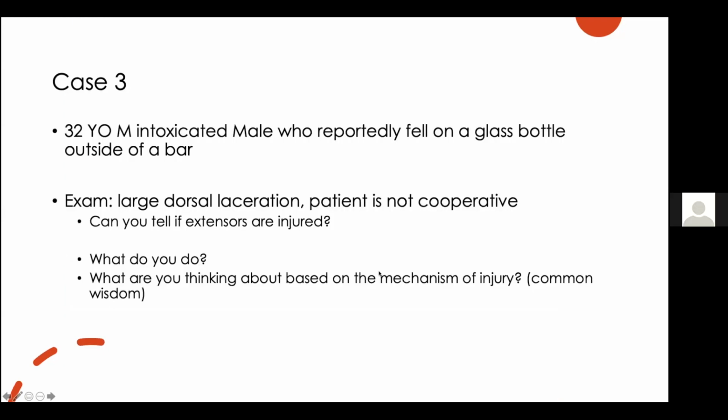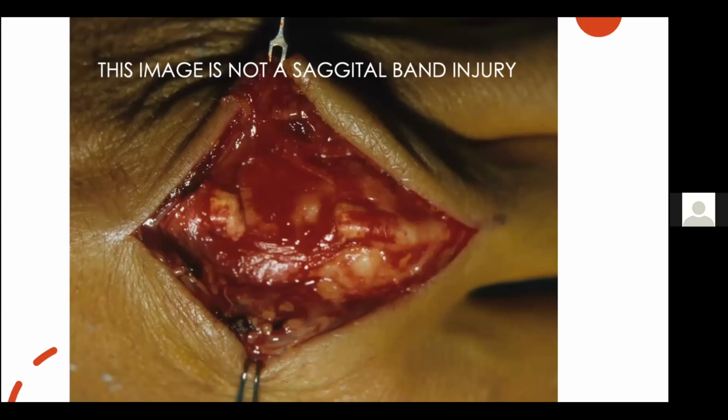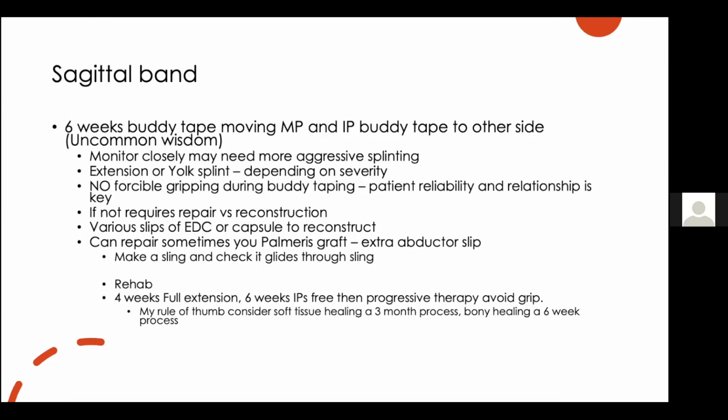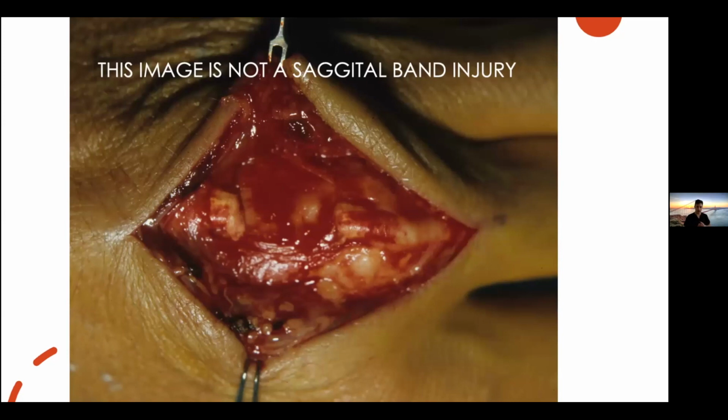Okay, case 3. You more often see that in normal people like that or fighters. Classically, it's the amateur and professional boxers and fighters. Yeah, absolutely, impact at the MP is definitely a more common mechanism.